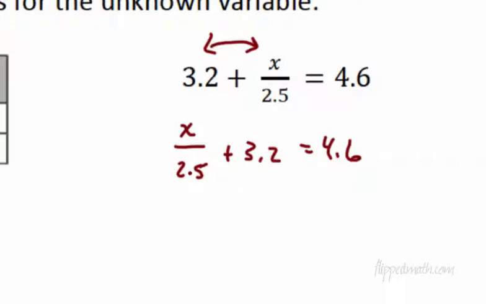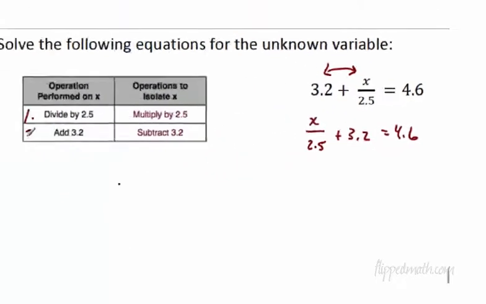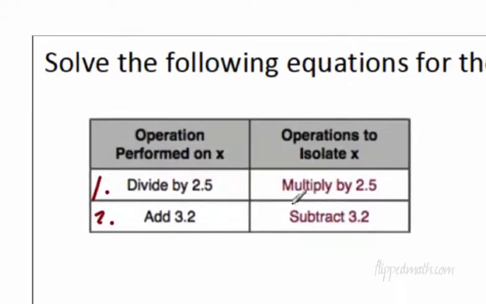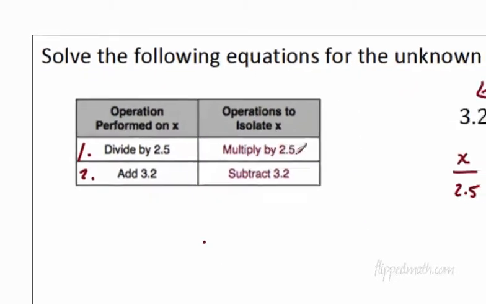And I have a little table over here that tells us what we did on x. The first thing we did was we divided by 2.5. Then we added 3.2. So those are the steps as they're listed here in the table. First step, divide by 2.5. Second one, add 3.2. To isolate x, or solve for x, we need to subtract 3.2. That'll undo the second step, and then multiply by 2.5.